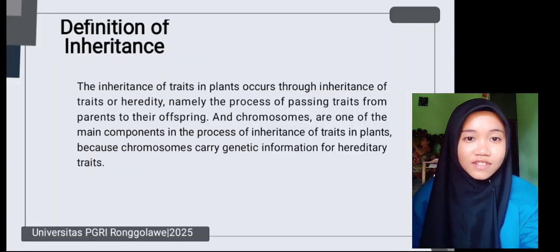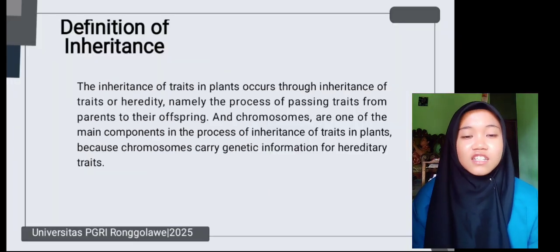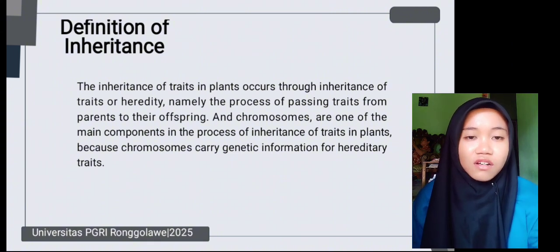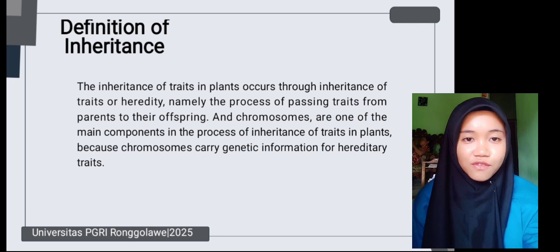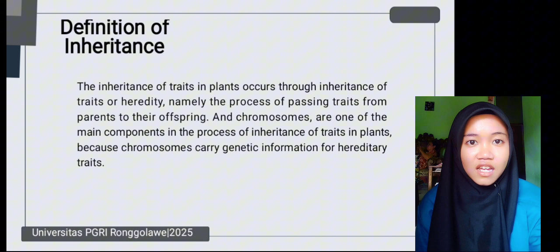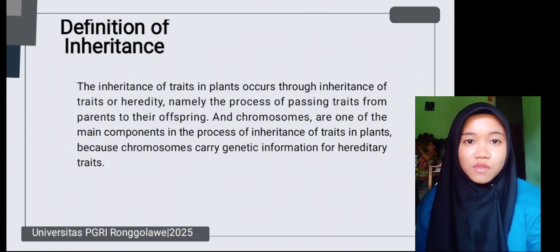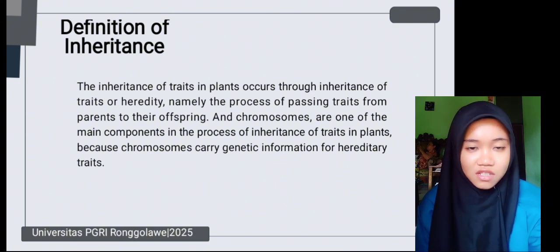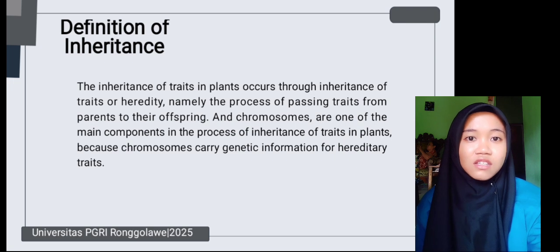Slide 1. Definition of inheritance. The inheritance of traits in plants occurs through heredity, namely the process of passing traits from parents to their offspring, and chromosomes are one of the main components in the process of inheritance of traits in plants because chromosomes carry genetic information for hereditary traits.